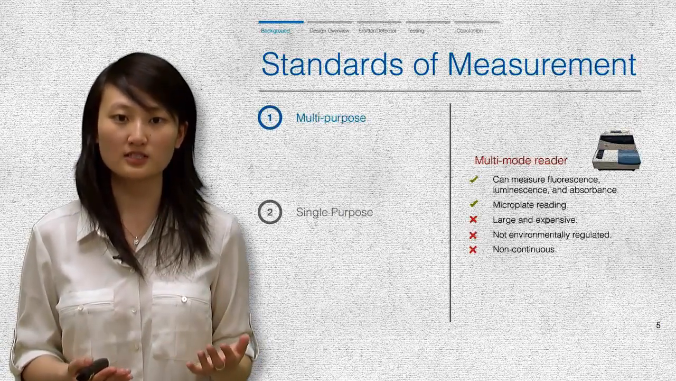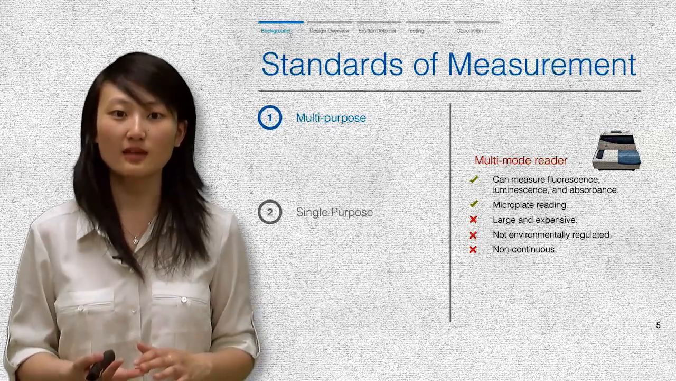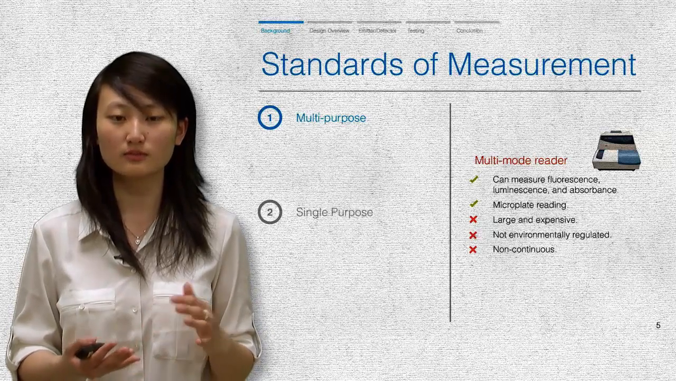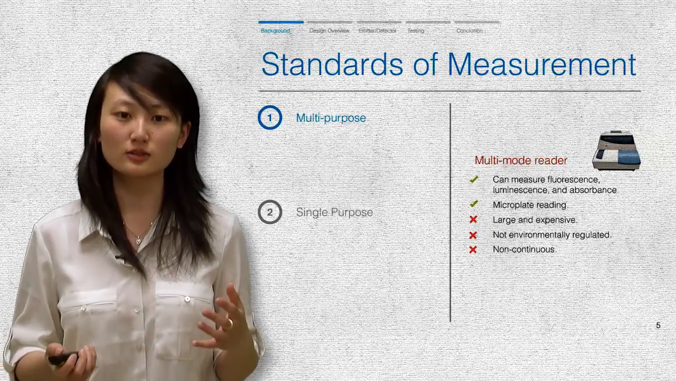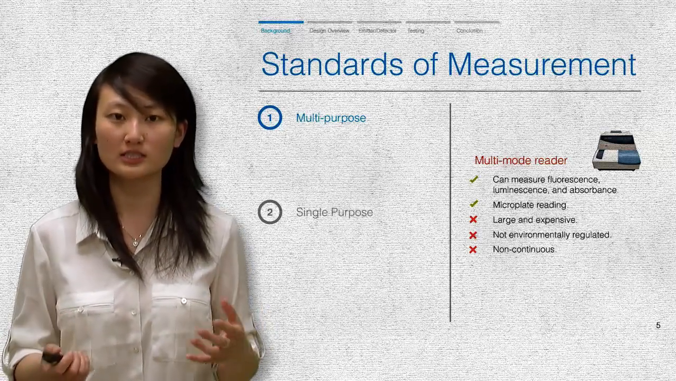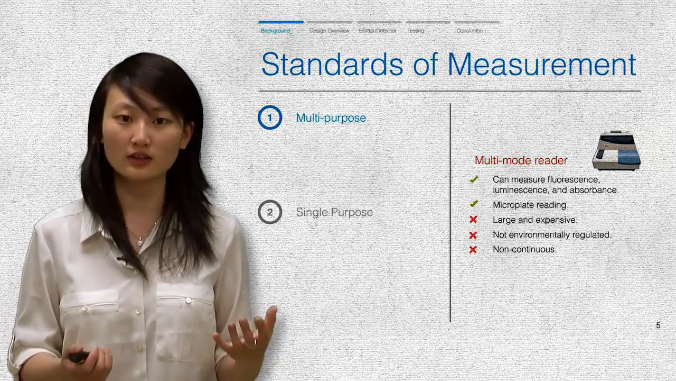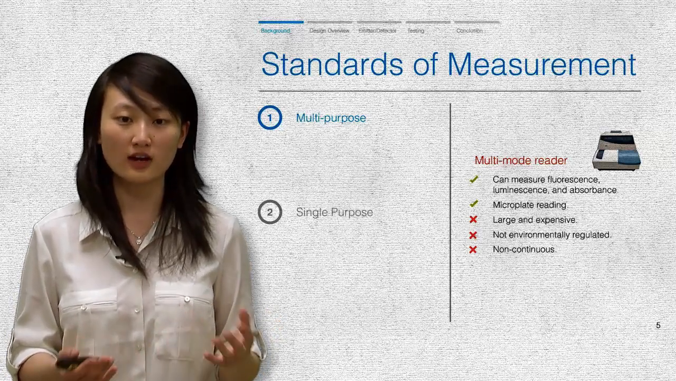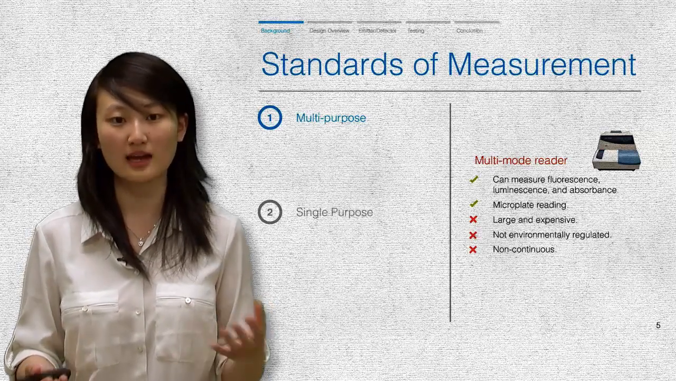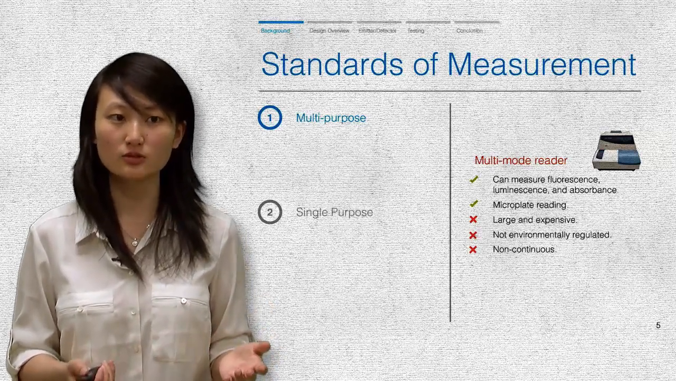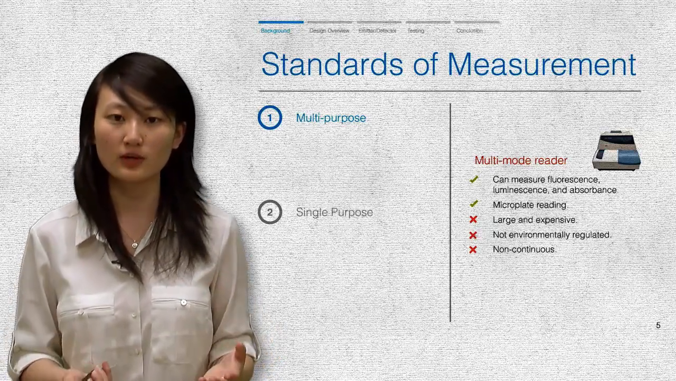So multi-purpose devices, such as a multi-mode reader, which is a spectrophotometer, can be used to measure things such as fluorescence, luminescence, and absorbance. And it can also be used to measure an entire microplate, which is 96 different wells, which makes it very high throughput. But the disadvantage is that it's very large and very expensive, and they're not environmentally regulated, so environment-dependent experiments can't be run in them. And in addition, they're also not continuous, which means that you have to manually put the plate into the multi-mode reader every time you want a data point.